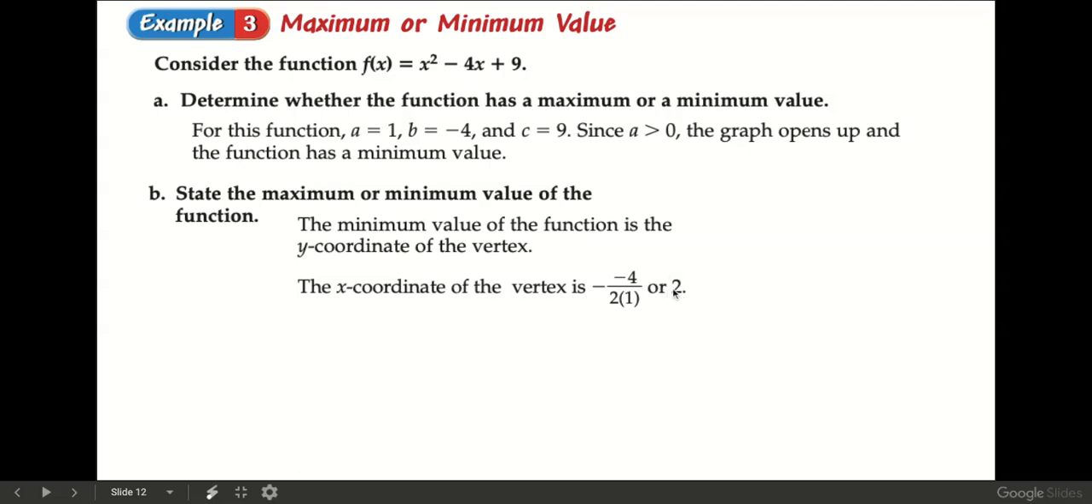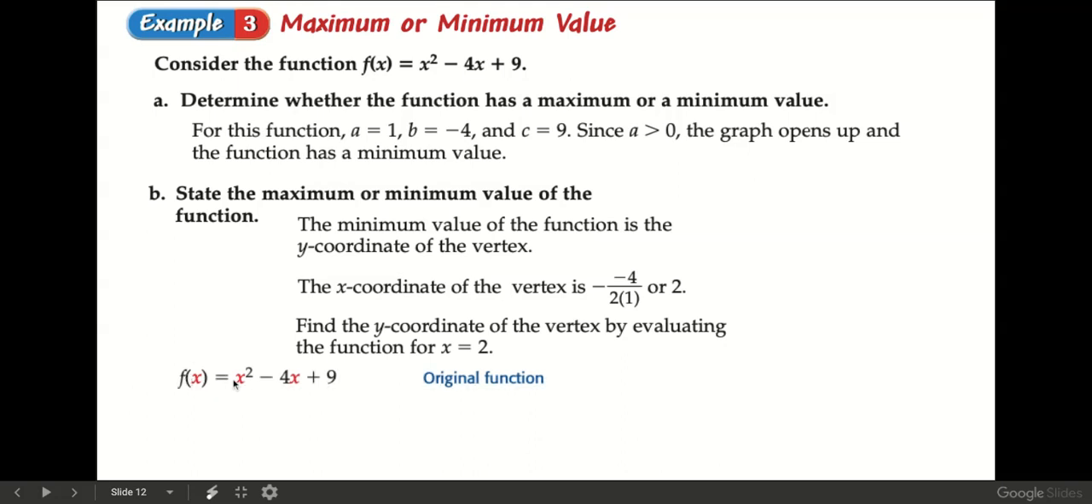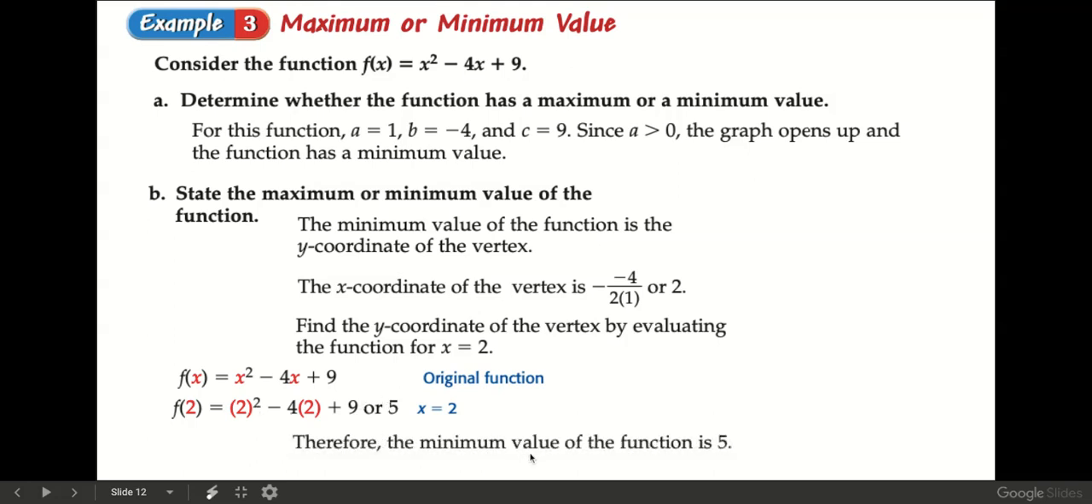So how do you find the y coordinate? Well, you take your x value and put it into the function to find your y value. So here's the function. I'm going to substitute x with my x coordinate of the vertex, which is 2. Calculate it out, and I would get that to be equal to 5. 2 squared is 4, and then 4 times 2 is 8. So 4 minus 8 is negative 4, plus 9 is positive 5. So now I know that the minimum value of the function is 5, because the vertex is going to occur at (2, 5). That's where the vertex is located. So my minimum value is 5.